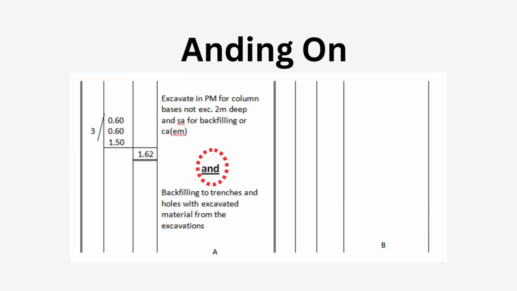Ending on is used when two or more descriptions apply to one measurement. Instead of repeating the measurement, we simply add and list the next description below it. And this is an example of how you would use ending on. Instead of rewriting the measurements, we just simply add 'and backfill into trenches and holes with excavated material from the excavations' to refer to the same measurements.